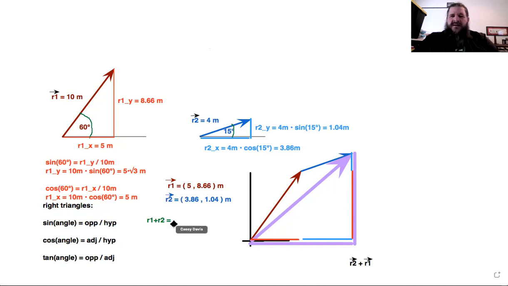And this is very convenient because it means that by splitting them up into components that are perpendicular, those components don't really interact. We can look at just the x components on their own without having to worry about the y components, and also we can look at the y components on their own without having to worry about the x components. So adding those, we got 5 plus 3.86 is 8.86. 8.66 plus 1.04 would be 9.7.